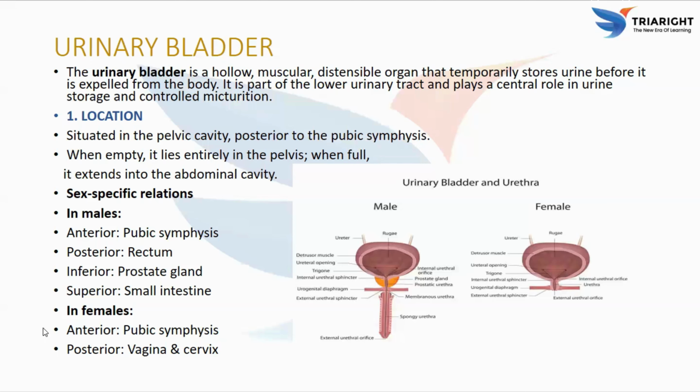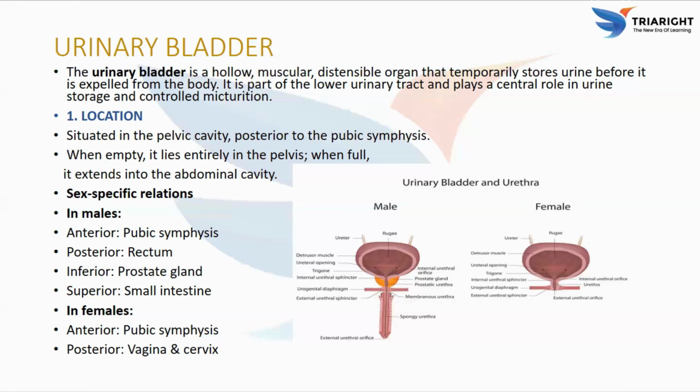Coming to females, the anterior front part is the pubic symphysis and the posterior back part is the vagina and cervix. The uterus also lies just above and behind the bladder. Because the uterus is just above the bladder, pregnancy can increase the bladder pressure and also cause frequent urination.